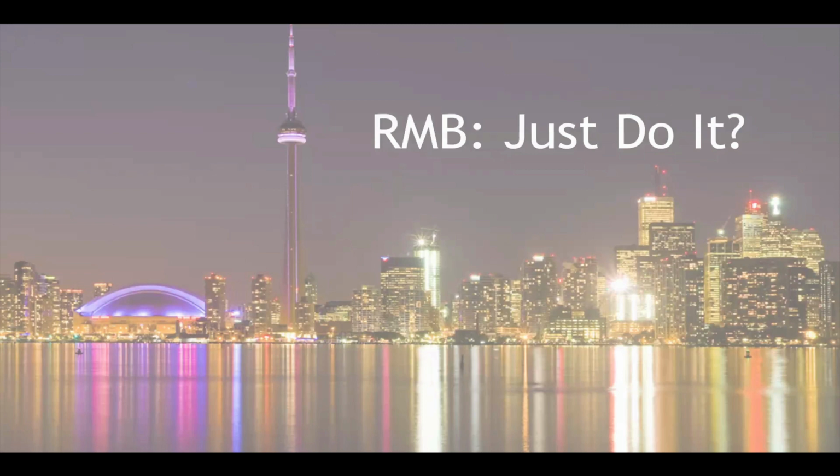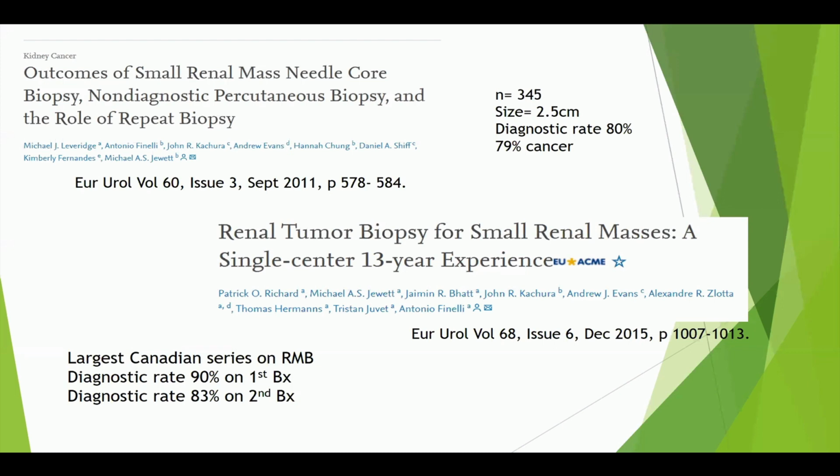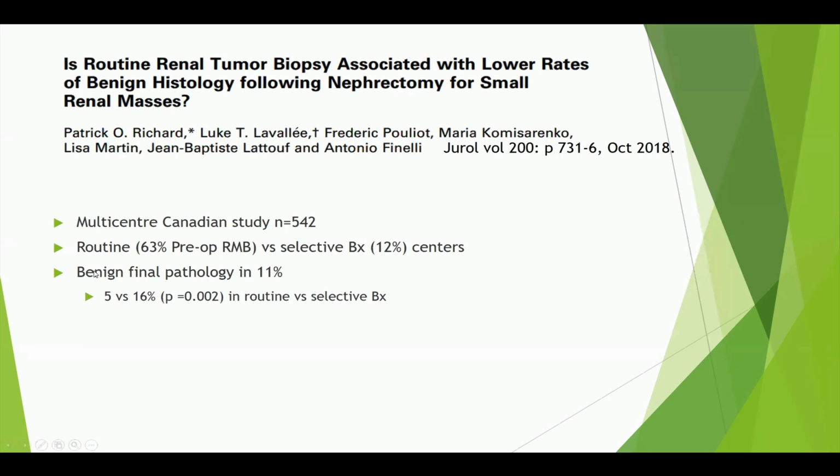With that in mind, after reviewing the literature regarding the accuracy and the risks of renal mass biopsy, let's discuss whether routine renal mass biopsy should be a standard of care to guide the management of small renal masses. Certainly, Toronto has amassed the largest Canadian series on renal mass biopsy, with results similar to 2 previously reviewed systematic reviews. And in comparison to Canadian centers in Quebec and Ontario, with a more selective approach towards renal mass biopsy, a decreased rate of benign final pathology and potential overtreatment has been the argument for adopting routine renal mass biopsy.